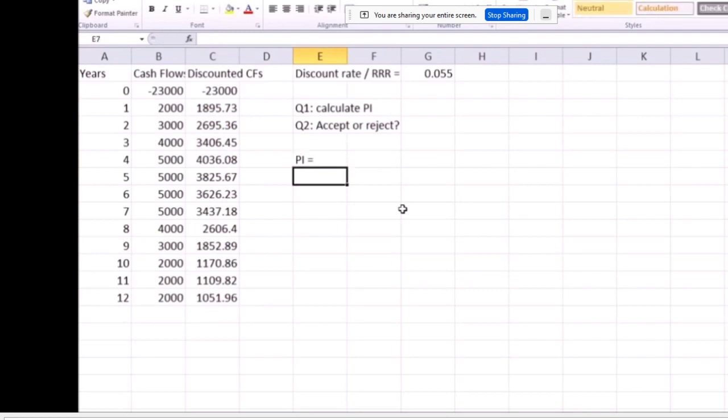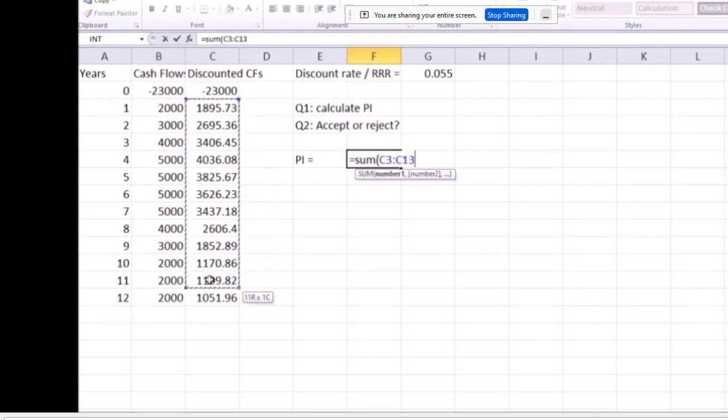As you've seen in the formula, profitability index is going to be the ratio of the sum of the discounted cash flows starting from year 1, so all of these positive cash flows, divided by the original cash flow, and then we're going to ignore the negative sign, so the negative is going to give me a positive value over here, which in this case is bigger than 1.